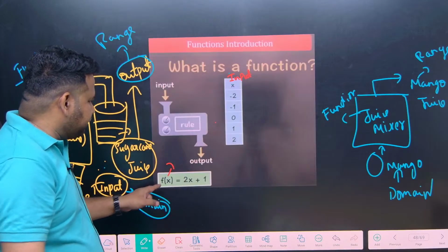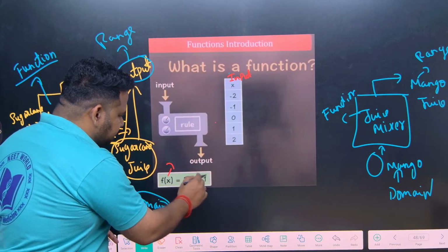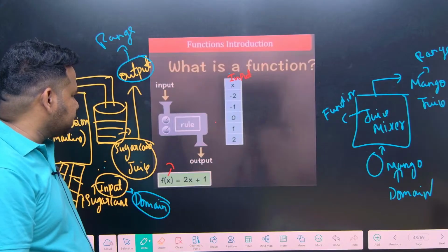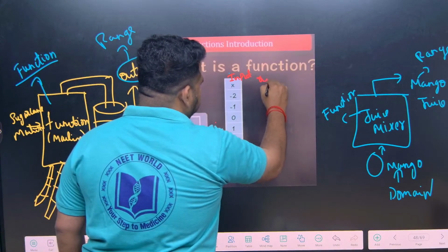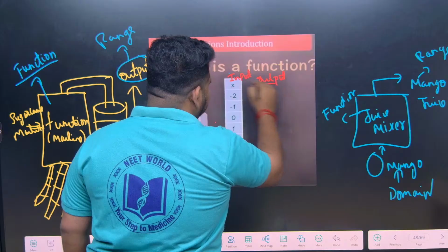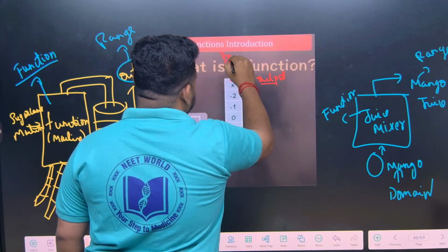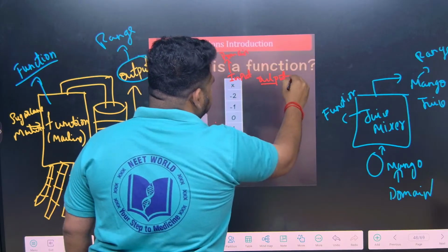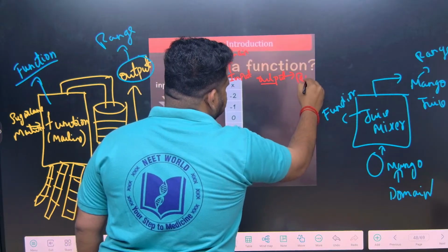This f is the function. The function is 2x plus 1. And what I write here is the output. The input we call the domain. This is the codomain, or I'll write it as range.